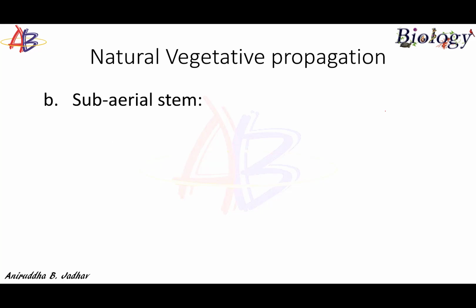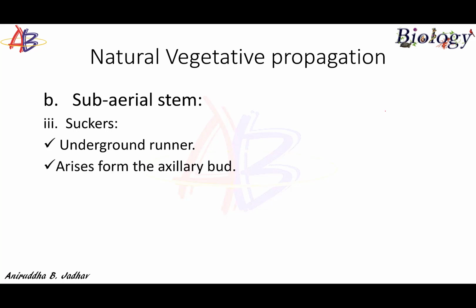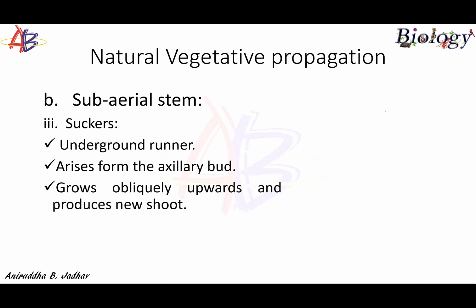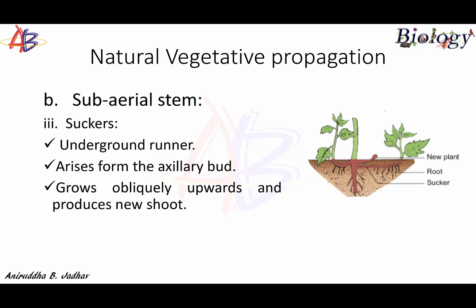The third type of subaerial stem is sucker. The sucker is an underground runner and it generally arises from the axillary bud of the underground part of the stem. These suckers, which are also called underground runners, gradually grow upwards and produce a new shoot, and that's how they lead to the formation of a new plantlet. The examples mainly include chrysanthemum or garden chrysanthemum, pineapple, and banana.